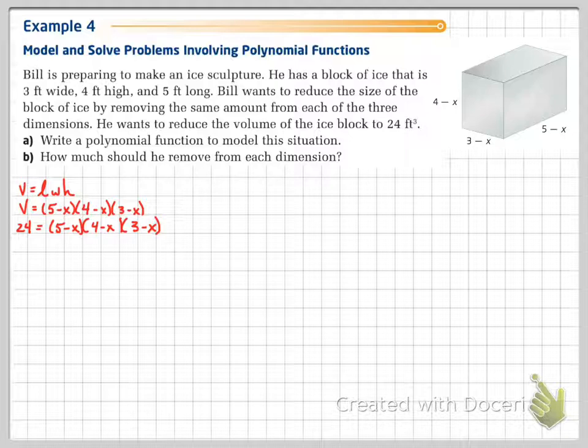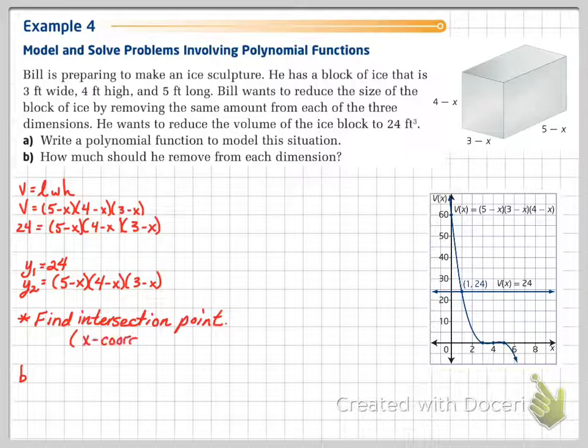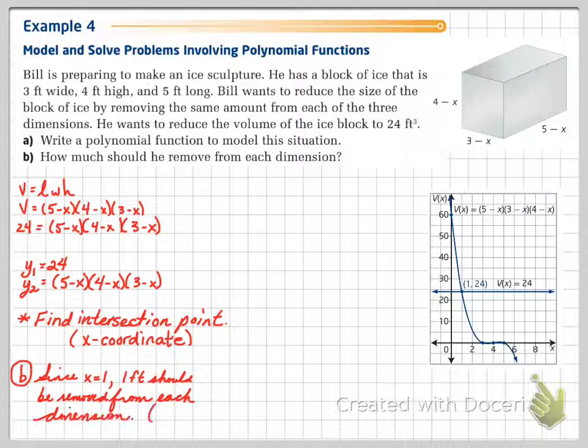And I can solve it using the methods that we learned in this chapter. Or I can say y1 is equal to the left side of 24, and y2 is equal to the right side. And then I can plot these points. I can draw the graphs on my calculator and find the intersection point. And when I find the intersection point, the x-coordinate is going to be the answer that I'm looking for. And since x is equal to 1, 1 foot should be removed from each dimension of length, width, and height.